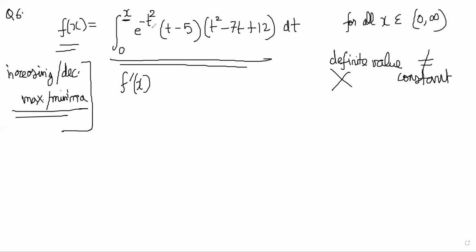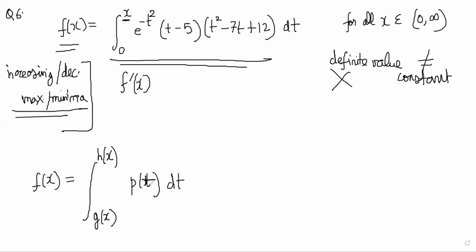So here what I want to tell you is this rule. So if f of x is equal to the integral of some p of t dt, with limits g of x to h of x, some variable and some integral you have to do. These limits are functions of x, right?